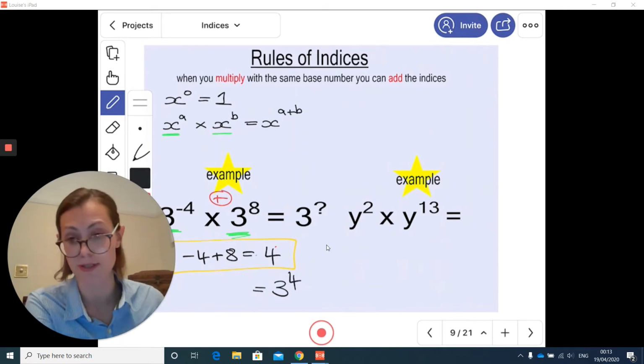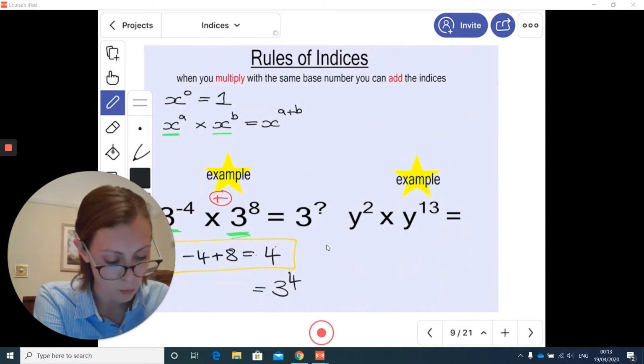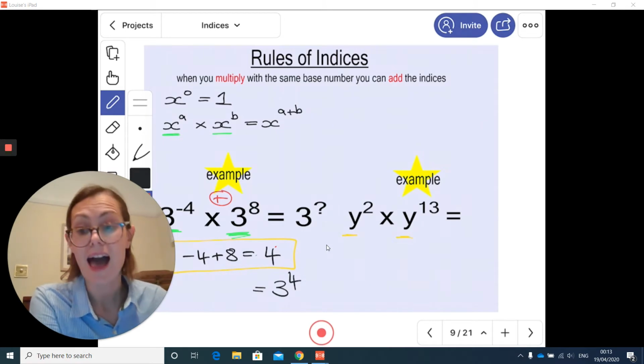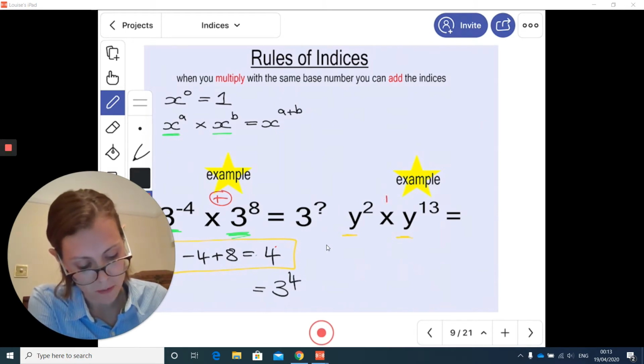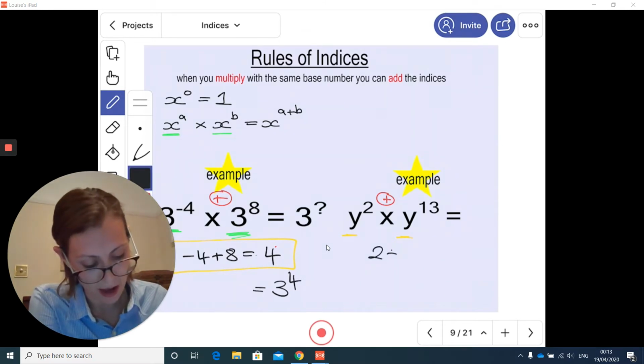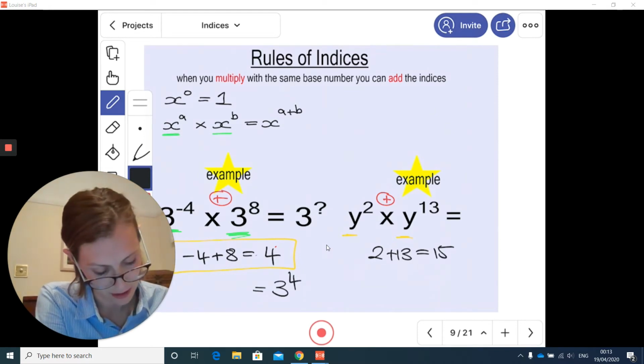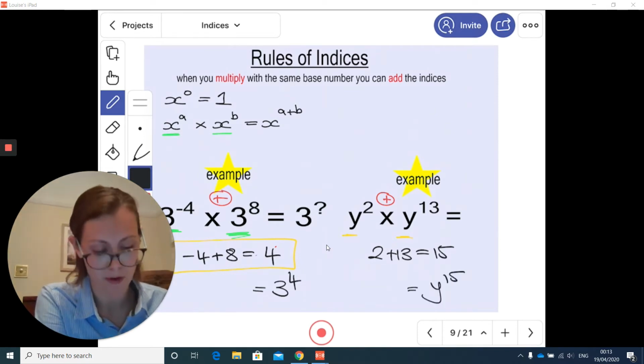Let's just have a look at it in the same context, but with algebra. So now I've got y to the power of 2 and y to the power of 13. Absolutely no different method. They're being multiplied together, so that means I add powers. So I'm going to write here 2 add 13, and I get 15. Okay, so final answer, y to the power of 15.